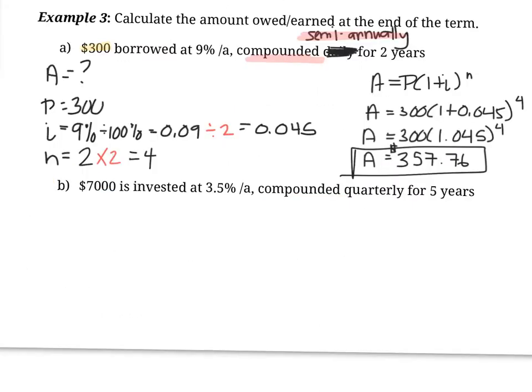So for this one, try this one on your own. We see the word compounded, so we know that we're going to use the compound interest formula. So we have A equals, P equals, I equals, and N equals. So I'm going to read this to you. Try this one on your own and then check back in the video to make sure you have the right answer. $7,000 is invested at 3.5% per year, compounded quarterly for 5 years. So use the table above and come up with your new values.